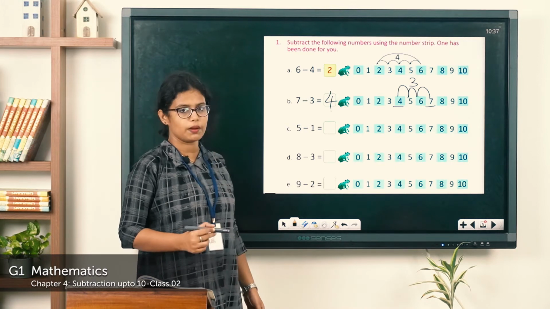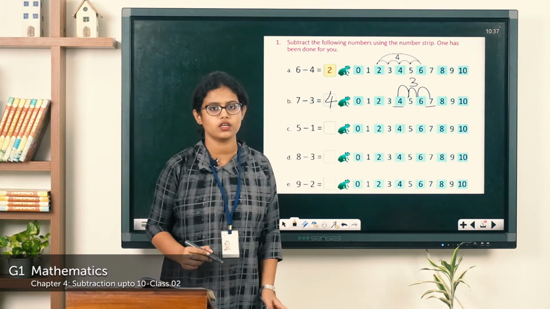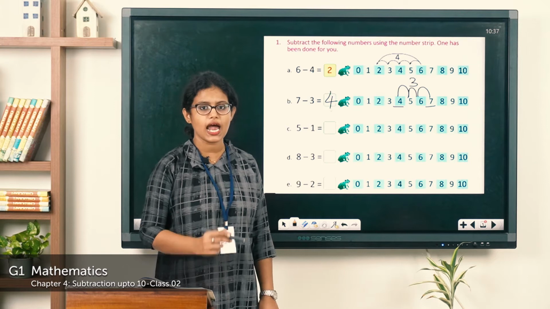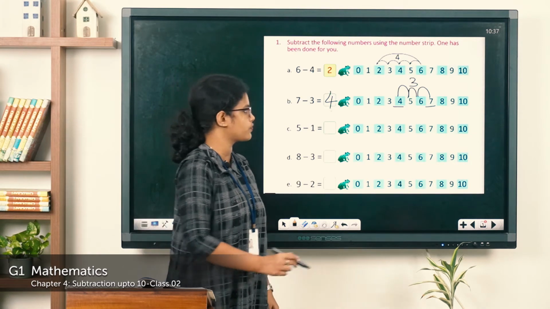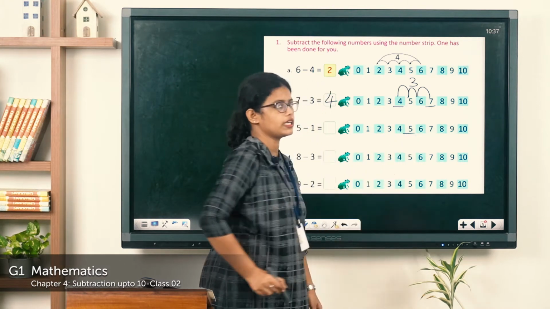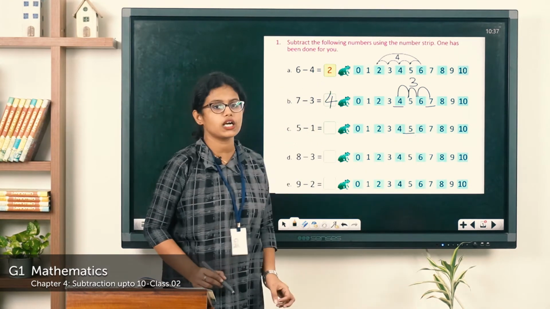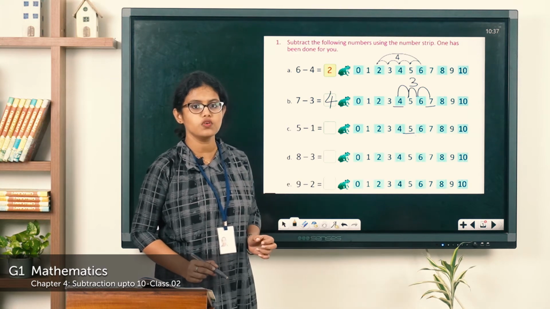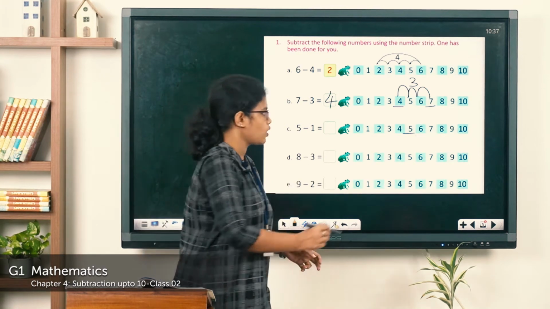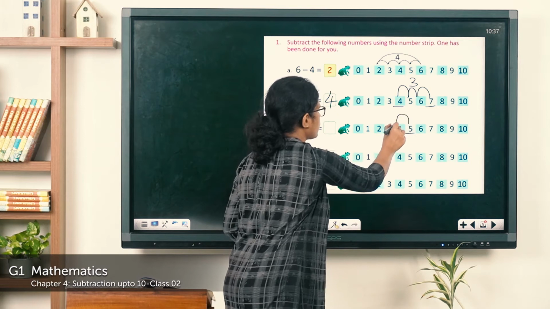So see the numbers, 5 minus 1. So what do you have to do first? Identify number 5 on the number strip. So where is number 5? Number 5 is here. So we need to take away 1 from 5. So we need to move 1 step. So 5 to 4, 1 step.